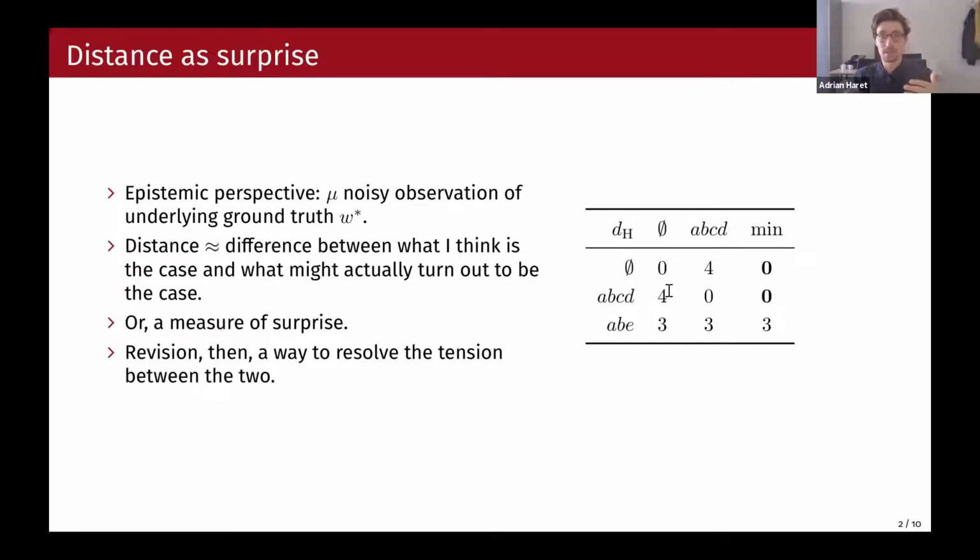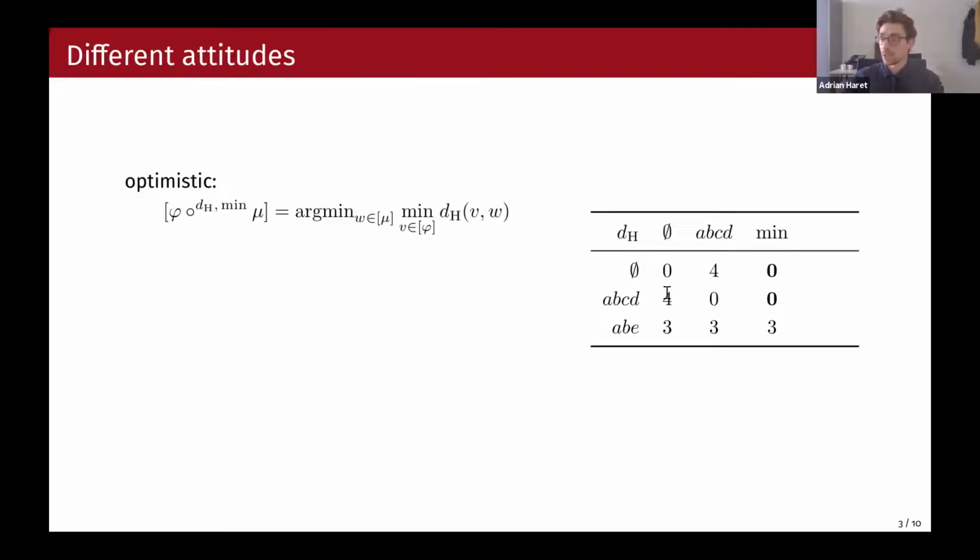And of course, there can be different ways of resolving this tension. So in particular, we have the tried and tested Dalal operator, which encodes a certain type of attitude, which you might describe as a very optimistic attitude towards surprise. So it chooses those models of mu, of the new information, that have the chance of confirming my beliefs in the best case scenario.